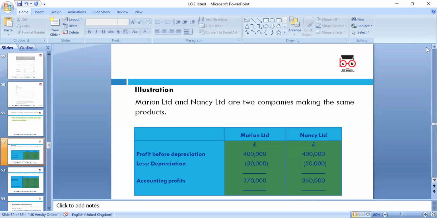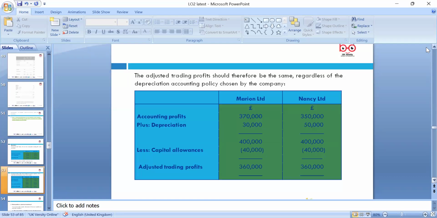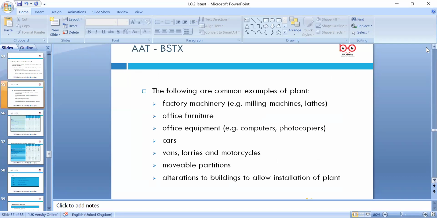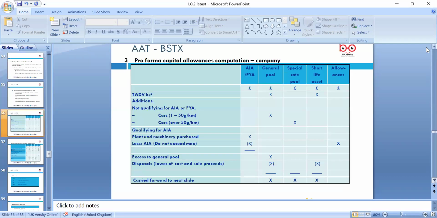We can look at what sort of limited company we have: profit before tax, less depreciation. We have accounting profit, but we have to add back depreciation. Then we can say adjusted trading profit, how much we have in qualifying plant and machinery, for which we can look at capital allowances.